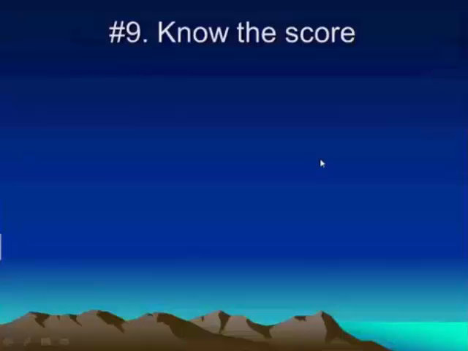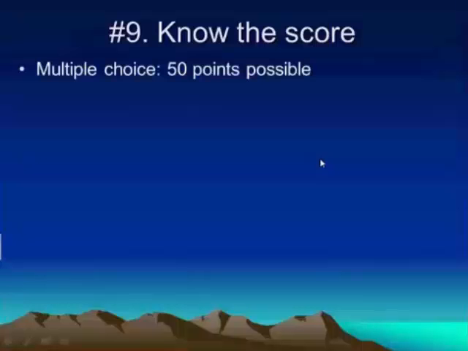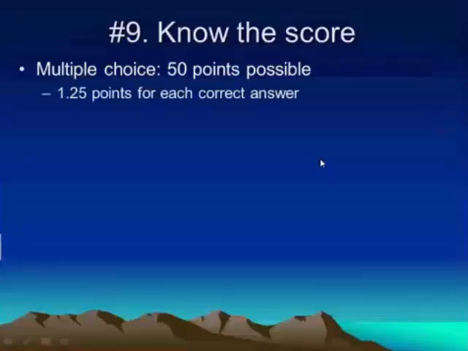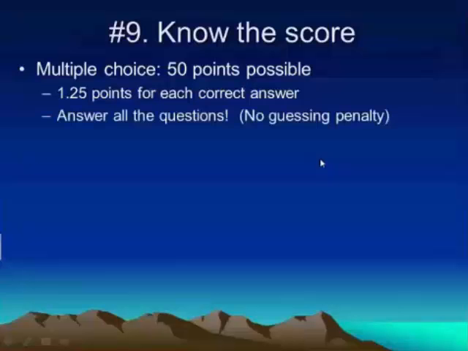A lot about the structure of the exam and how the scores are put together to reach an overall total. It's two parts. Multiple choice is worth 50 points possible, so half of the total exam possible. You get 1.25 points for each correct answer. Basically, there's 40 questions. It gets scaled to 50 by multiplying by 1.25.